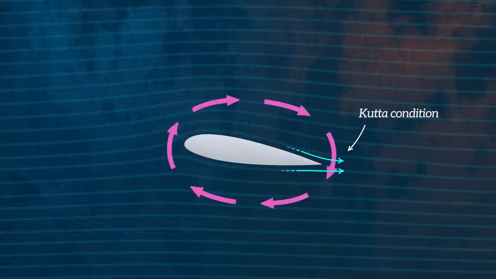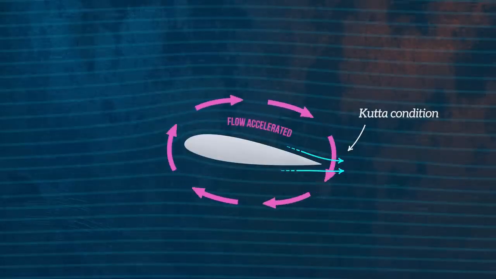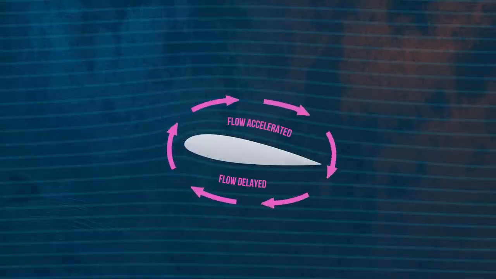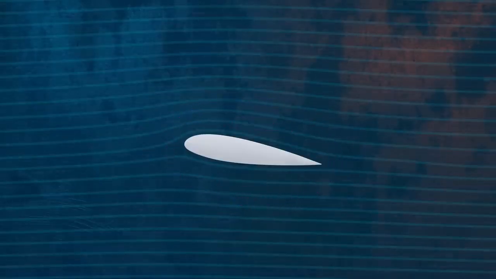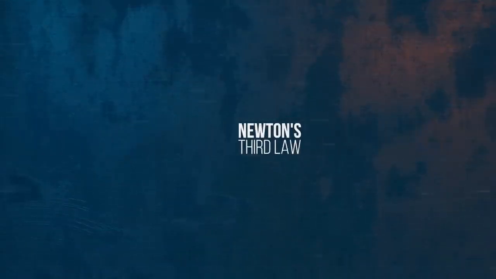Circulation has the effect of accelerating the flow above the airfoil and delaying the flow below it, which gives us the explanation we need so that we can apply Bernoulli's principle. What about the explanations of lift that are based on Newton's third law?